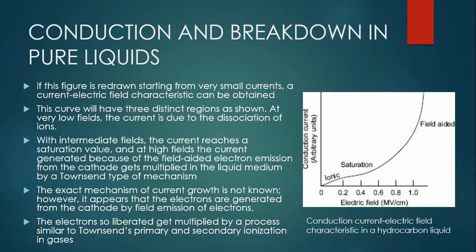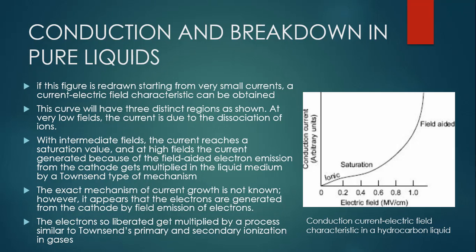So this increases exponentially, almost following the Townsend kind of equation. One electron creates two more electrons, and those two electrons will create two more electrons, and so on. So this becomes an avalanche breakdown, as we have seen in gases. The current multiplication also occurs from electrons generated at the interfaces of liquids and impurities. The increase in current by these processes will continue till the breakdown occurs.